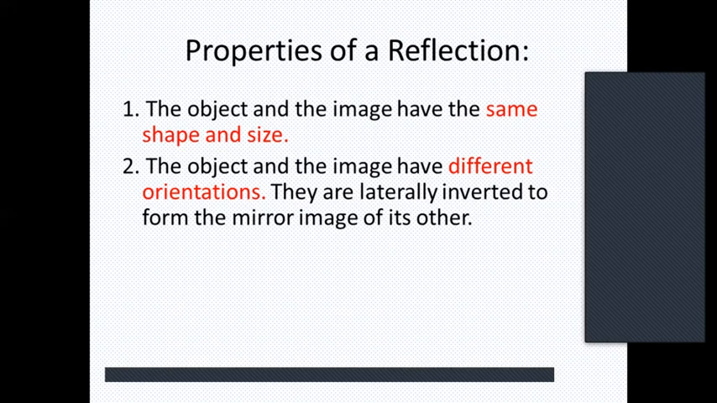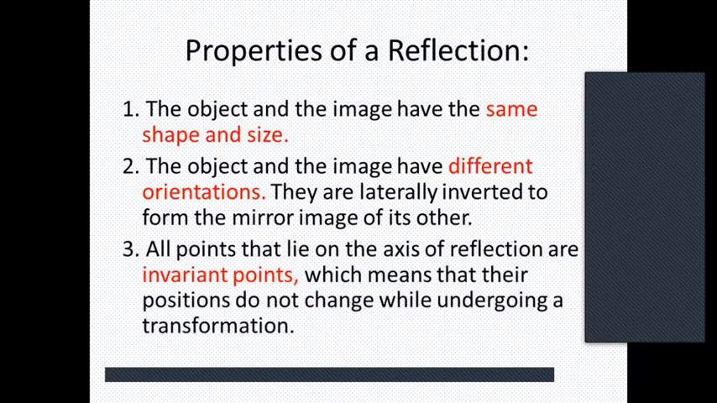Okay, if the object is looking like this and flipped over, then it will have the opposite because they are laterally inverted to form a mirror image. So if we simply say, the front will now become the back when we flip it over. So that is why they will have different orientation. Okay, number 3 property. Okay, please read by Kao.